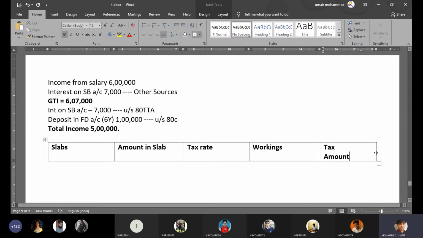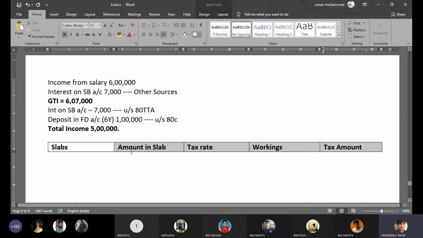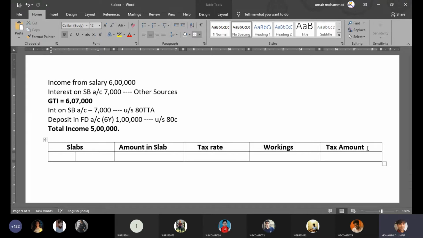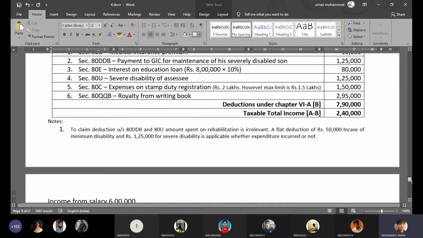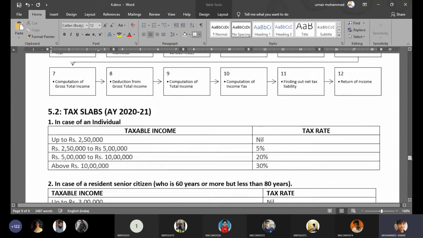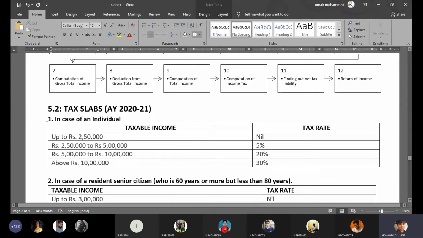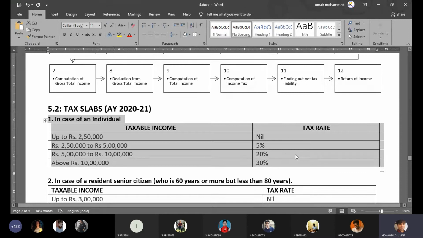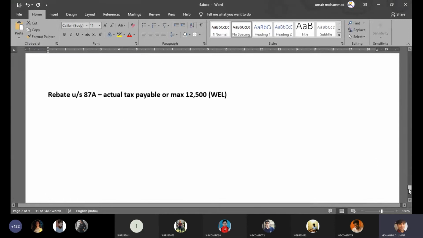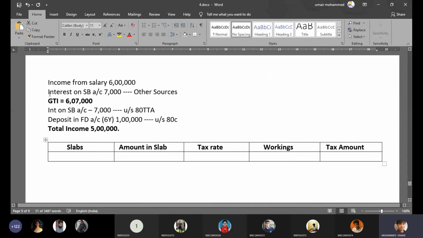So these are the columns which we need, and this format of calculating tax is designed in such a way that you should be in a position to remember what you do. Assuming I am not a senior citizen, I fall under this tax bracket which is mentioned here, this one. Let me copy paste this. So I fall under this tax bracket. Okay.